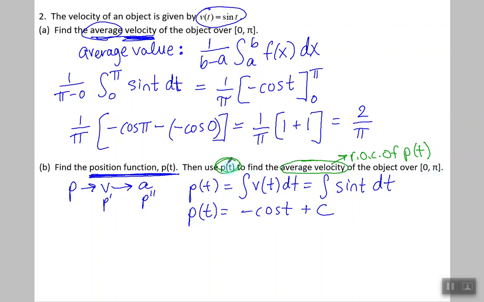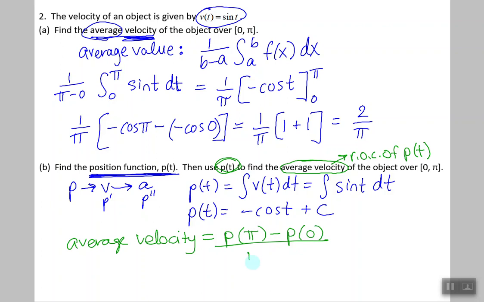So if I'm starting with position and getting average velocity, that's going to be the rate of change of position, p at pi minus p at 0 over pi minus 0. Remember that the average rate of change is f of b minus f of a over b minus a, which looks very similar to what we do with average value, where this turns out to be capital F of b minus capital F of a over b minus a, because we're multiplying by 1 over b minus a. So let's see what we get when we apply this to our function.